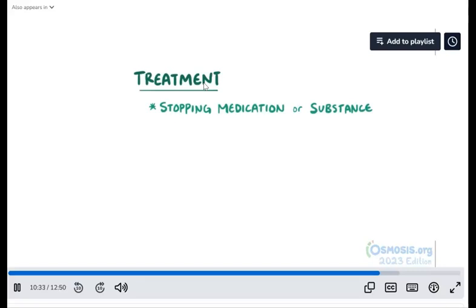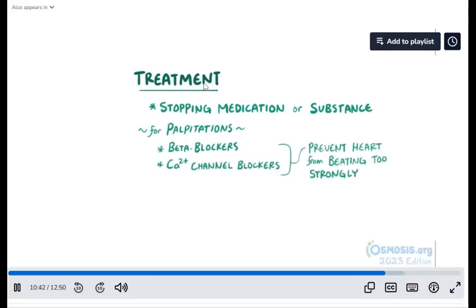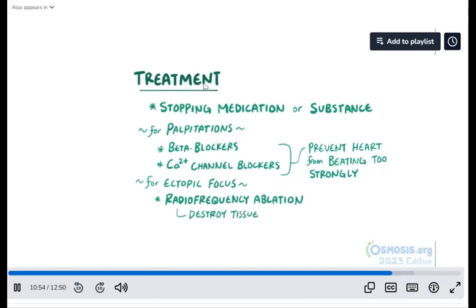If the premature ventricular contractions keep happening or cause palpitations, they can be treated with beta blockers or calcium channel blockers, both of which prevent the heart from beating too strongly. If an ectopic focus is triggering ventricular arrhythmias, radiofrequency ablation can be done, which is where radiofrequency waves are used to destroy the tissue that's causing the ectopic heartbeat.